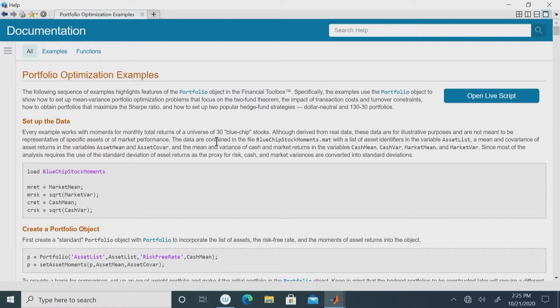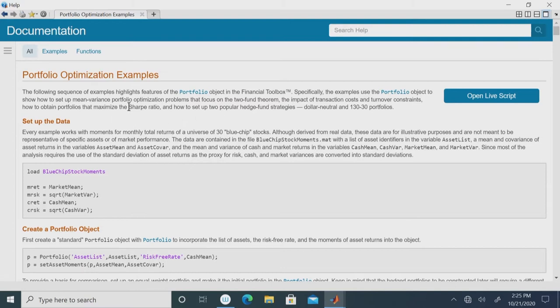So, we start off with portfolio optimization examples. We will look at a few examples which mainly use this portfolio object that is a critical part of the financial toolbox. And the specific examples that we will look at is how to set up a mean variance portfolio optimization problem with an emphasis on a few things, namely the two fund theorem, and also we will incorporate the notion of transaction cost and turnover constraint into the problem.